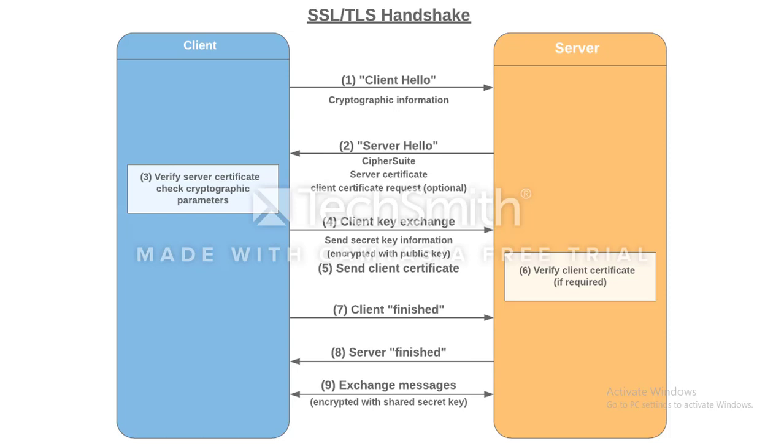In the seventh step, the client sends the server a finished message when the handshake is complete. In the eighth step, the server sends the client a finished message when the handshake is complete. In the ninth step, in this session, the server and client can exchange messages that are symmetrically encrypted with the shared secret key. Then let's see the handshake using Wireshark.